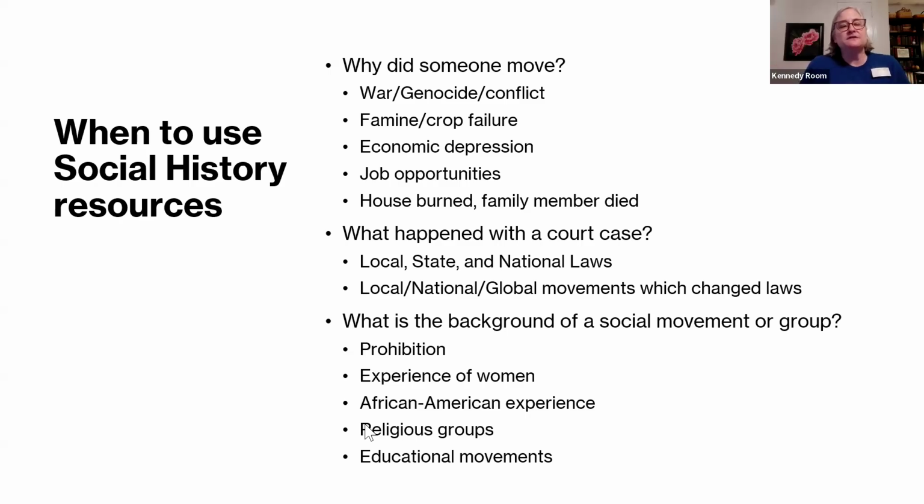You may find people moving for job opportunities. My grandfather, his older brother, and their mother moved from Latta, South Carolina, up to Norfolk, Virginia in the late 1920s because there were more jobs there for my great uncle. He was an auto mechanic. Maybe you find that their house burned or a family member died, and so not everyone could continue living on that property.